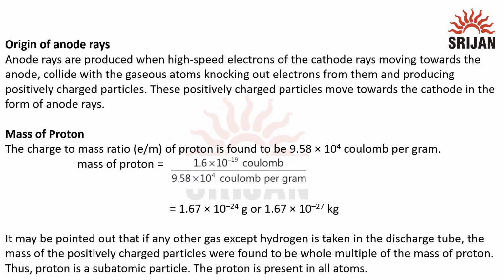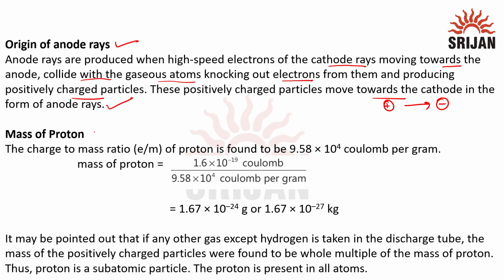Now talking about the origin of anode rays. So anode rays are produced when high speed electrons of the cathode ray moving towards the anode collide with the gaseous atoms, knocking out the electrons from them and producing positively charged particles, and these positively charged particles move towards the cathode because positive charge is always attracted towards the negatively charged cathode, right? In the form of anode rays.